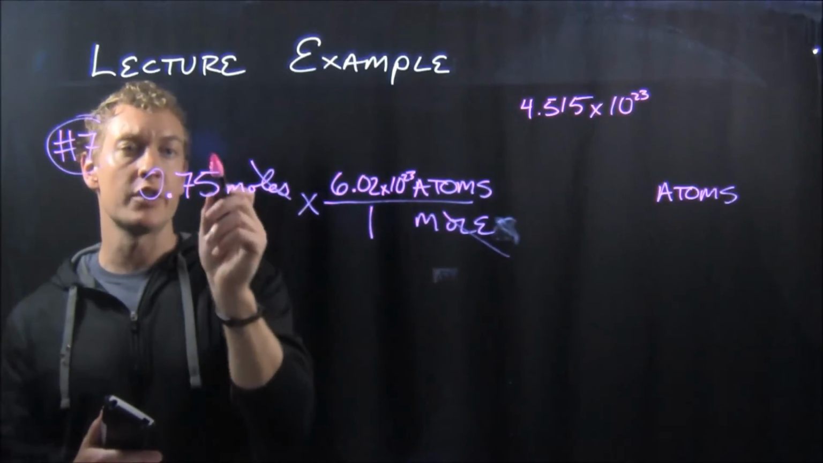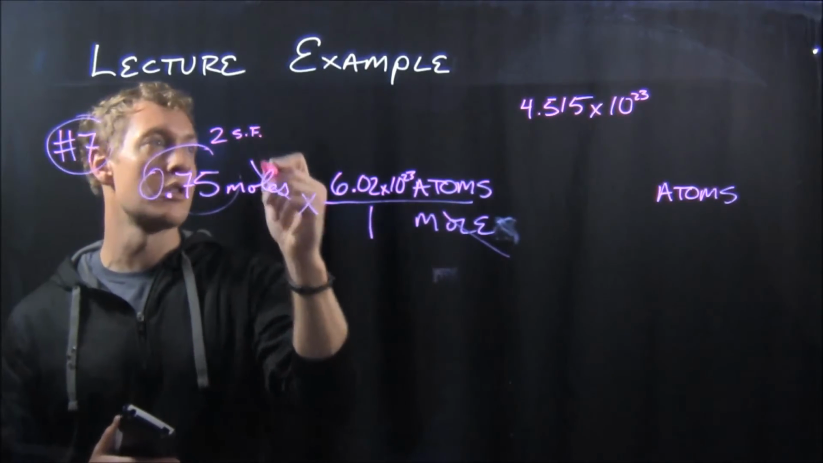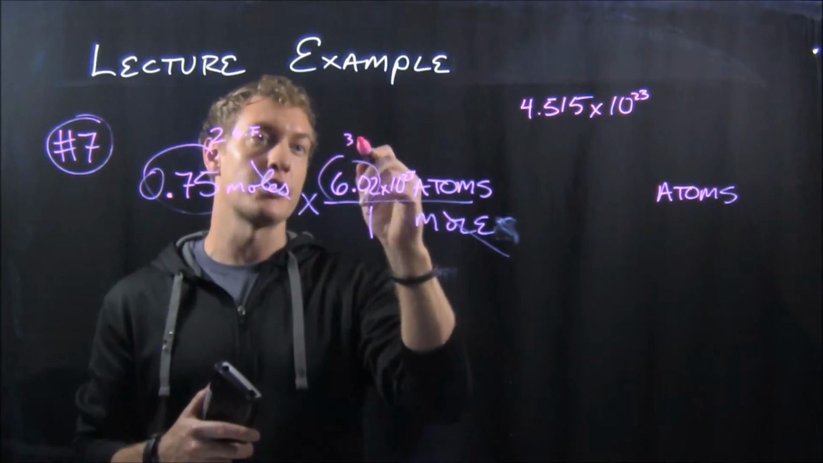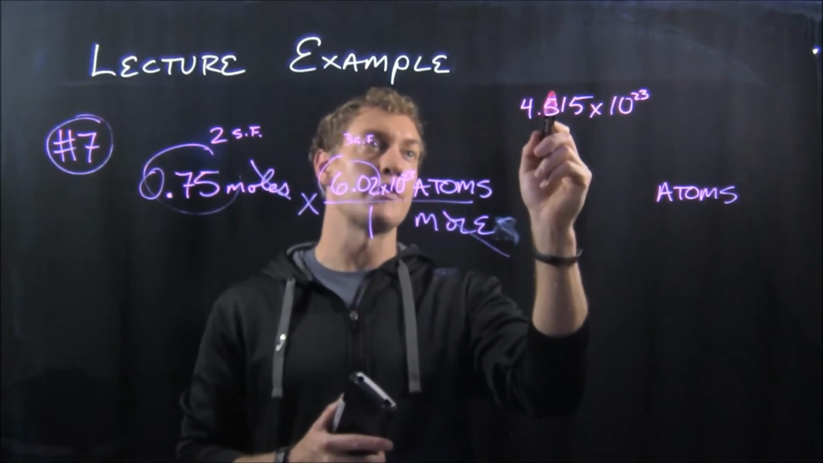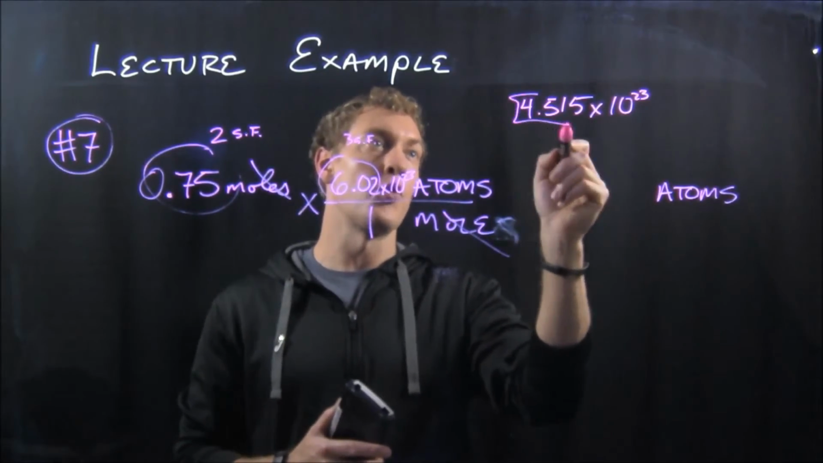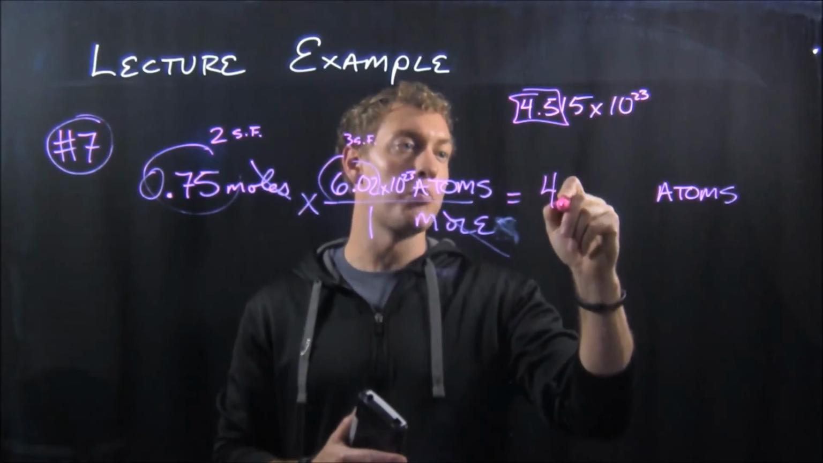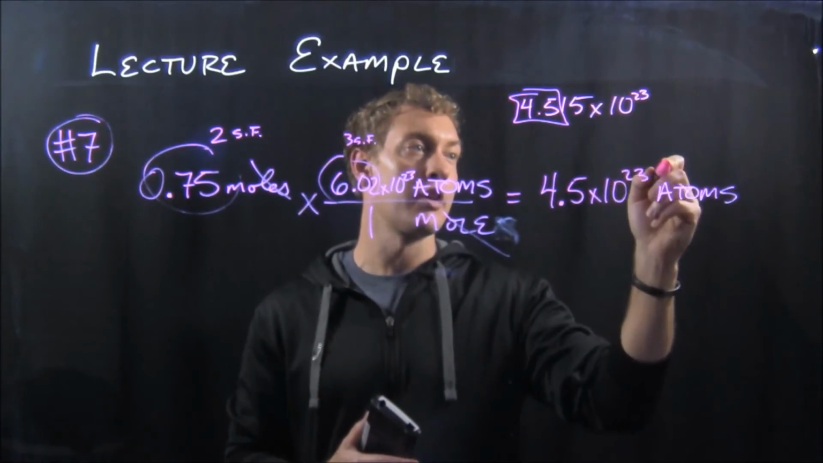In terms of sig figs, this number has 2 significant figures. This number, 6.02, has 3 significant figures. And so that means in my answer, I get to keep 2 significant figures. So we're going to keep the 4 and the 0.5. So we would report that as 4.5 times 10 to the 23rd atoms.